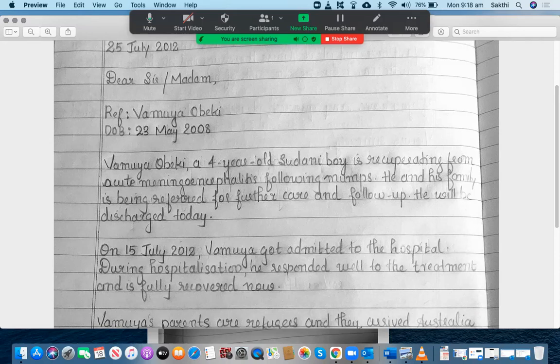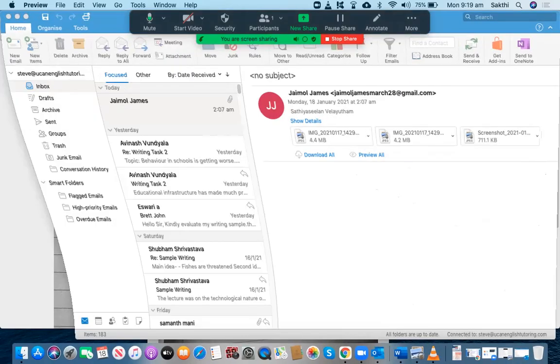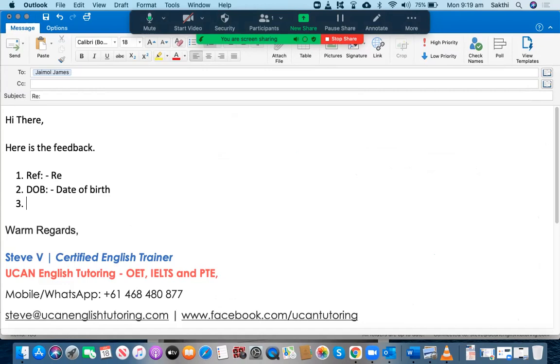All right. Let's go to the introduction paragraph. Vamuya Obeki, a 4-year-old Sudani boy. It's not Sudani boy, it's Sudanese, but I don't know why she has written Sudani boy. So that's one of the mistakes. Let me write it down. Sudani boy, and she can't use a small letter here. No, it's actually Sudanese.